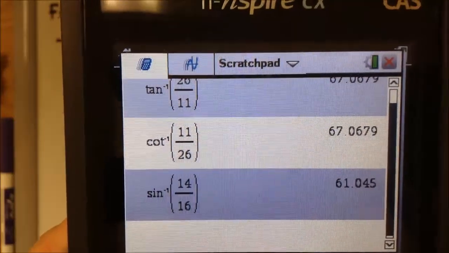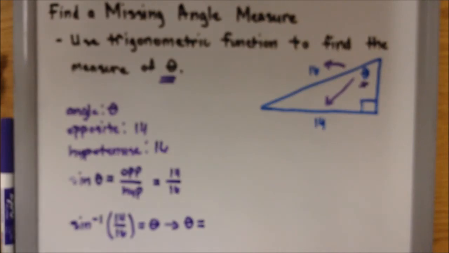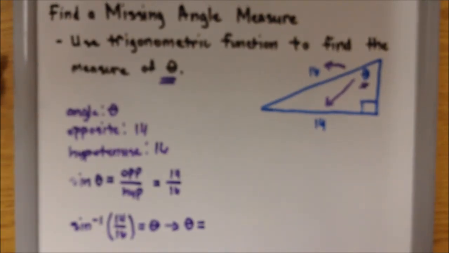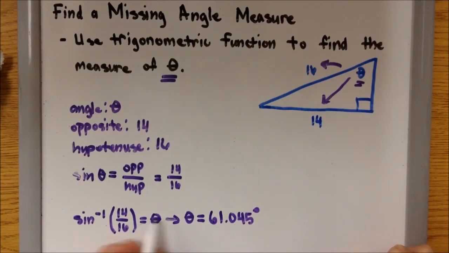So our angle measurement is 61.045. So I'm going to write 61.045 degrees. So basically it means that theta is approximately 61 degrees. Now, like the last example, if we use sine, that means we can use cosecant when we're doing the inverse.